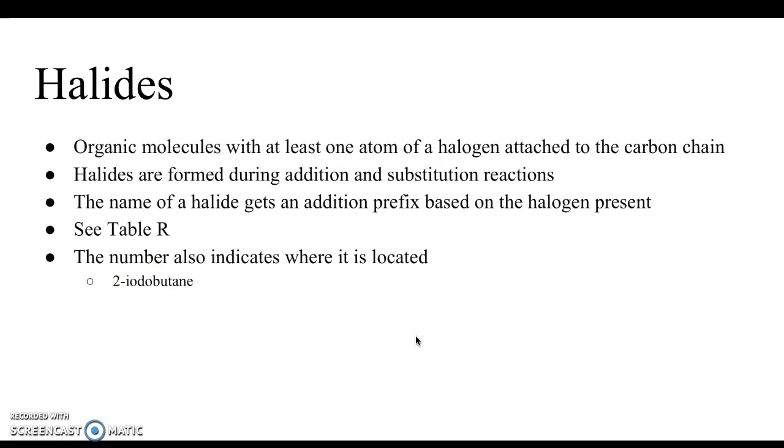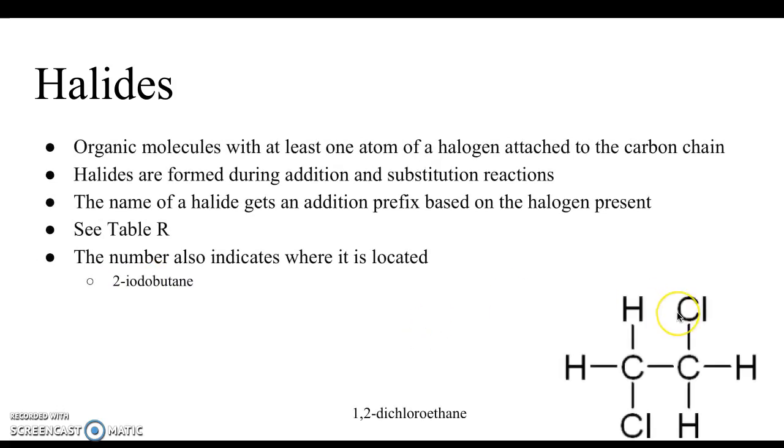And just so you can see an example of a halide functional group, so here is 1,2-dichloroethane. So we have ethane, so 2 carbon chain, all single bonds. On carbon number 1 and carbon number 2, we have chlorines. And because there's 2 chlorines, it also has a prefix of di. But if you were asked to identify the functional groups, you would circle the chlorines.